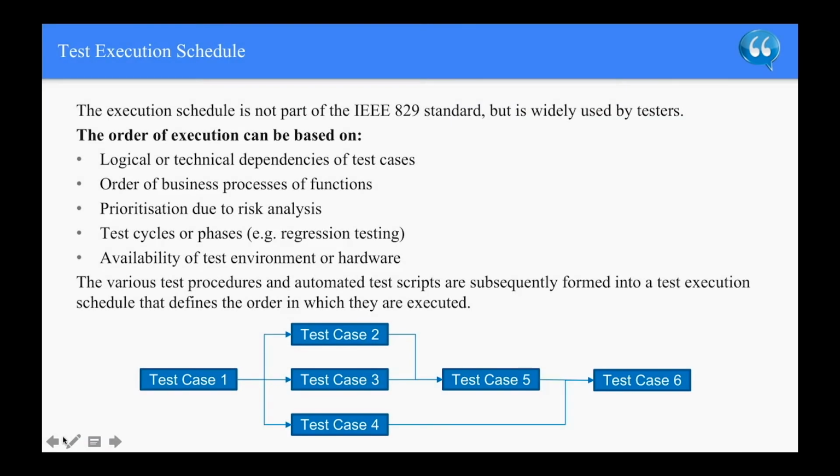Test execution schedule. The execution schedule is not part of the IEEE 829 standard, but it is widely used by testers. The order of execution can be based on logical or technical dependencies of test cases, order of business processes or functions, prioritization due to risk analysis, test cycles or phases, for example in regression testing, and availability of test environment or hardware. The various test procedures and automated test scripts are subsequently formed into a test execution schedule that defines the order in which they are executed.